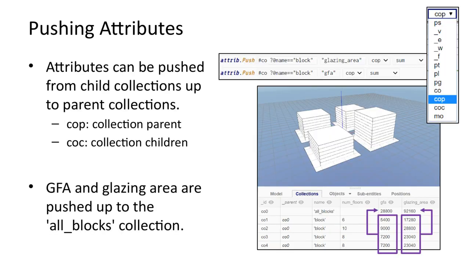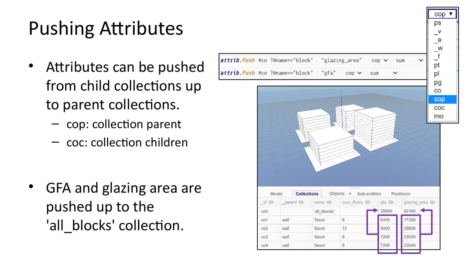The second example looks at pushing attributes from child collections up to the parent collection. When selecting the push method, the drop-down menu lists 2 additional targets. Co-P stands for collection parent. Co-C stands for collection children. In the example, we push from children to parents. We push the glazing area from the block collections up to the all blocks collection.